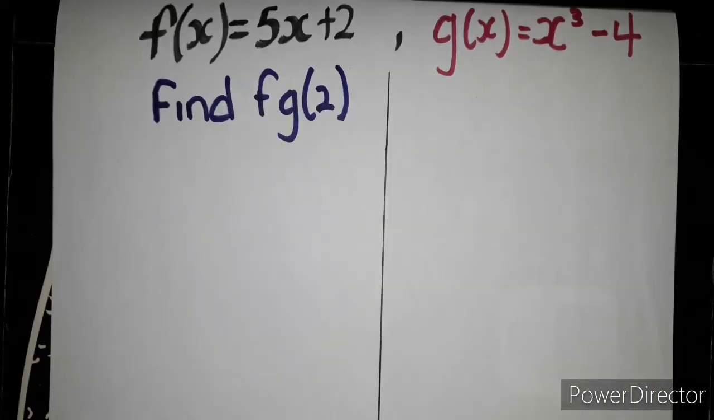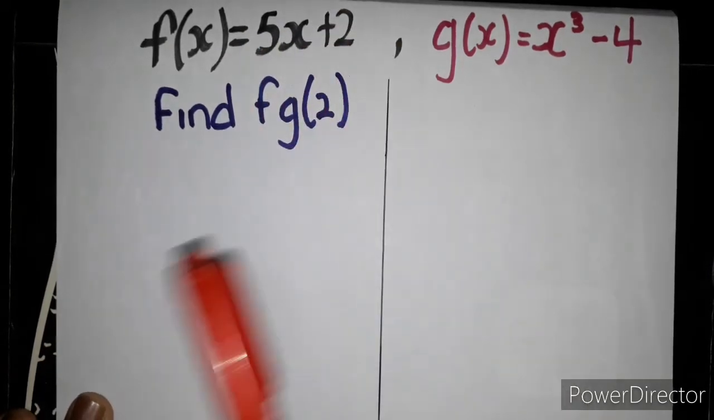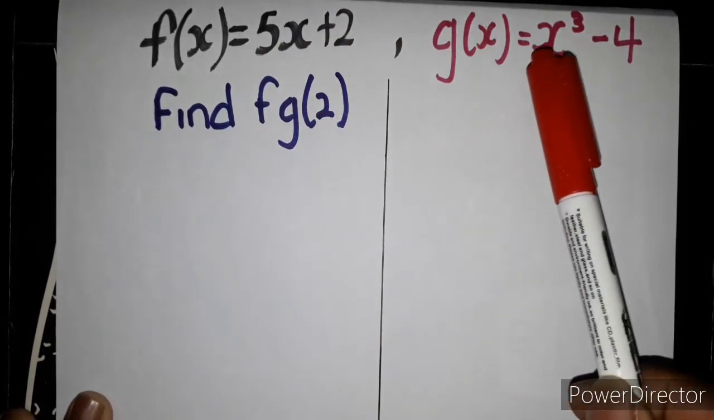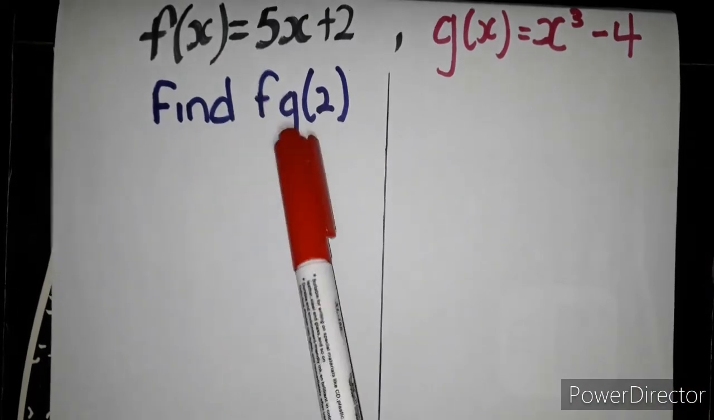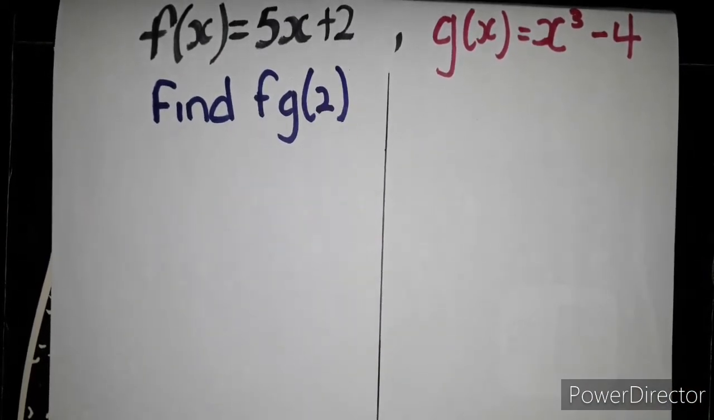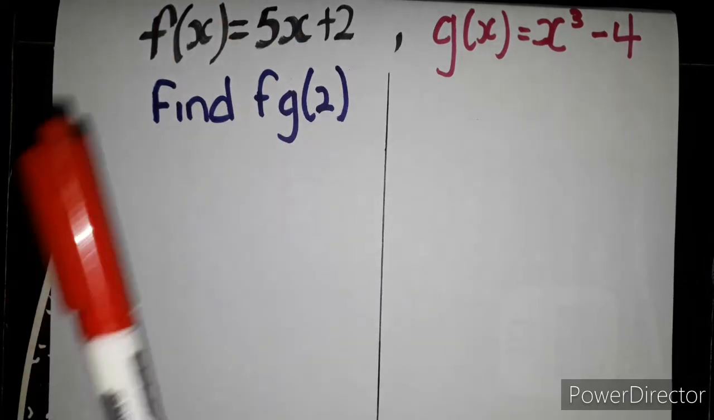Alright, so we have the final example for the night, the final example using composite functions. We have the function f of x is equal to 5x plus 2 and g of x is equal to x cubed minus 4. And they are asking us now to find fg of 2. So there are two ways in which we can work this out. But let me show you my preferred way.